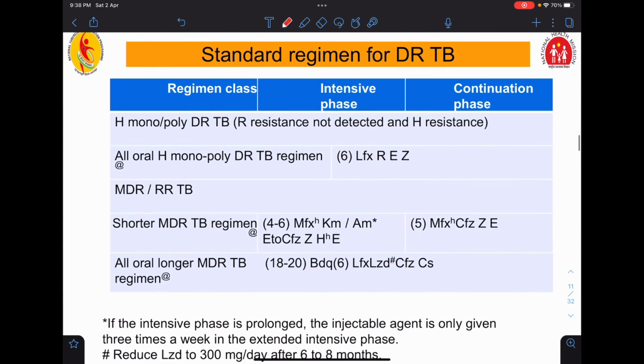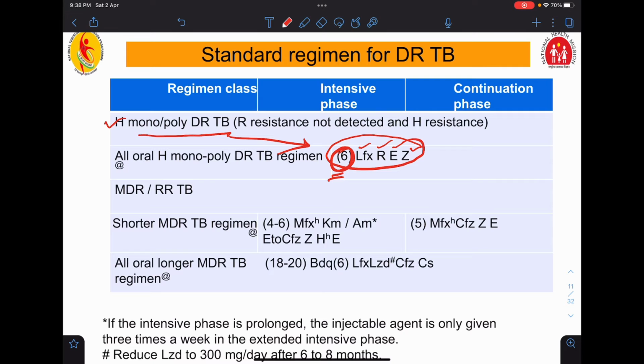So let's see the standard drug regimens for drug-resistant tuberculosis laid down by NTEP, that is National Tuberculosis Elimination Program. I have already talked about isoniazid monoresistance or polydrug-resistant tuberculosis. So what is the regimen for this group of patients? For them, we use 6 months, this 6 denotes the duration, of levofloxacin, rifampicin, ethambutol and pyrazinamide combination. There will be no intensive phase or continuation phase division, but we use these 4 drugs altogether for 6 months for this group of resistance.